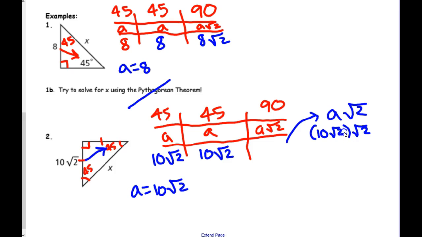Now, let's see what y'all remember. 10 square root of 2 times square root of 2. If you're sleeping, let's wake up. What is the square root of 2 times the square root of 2?